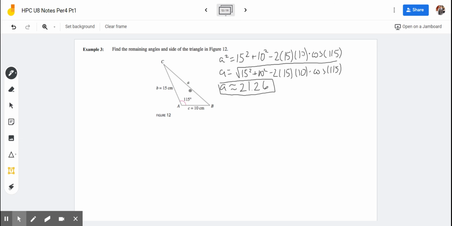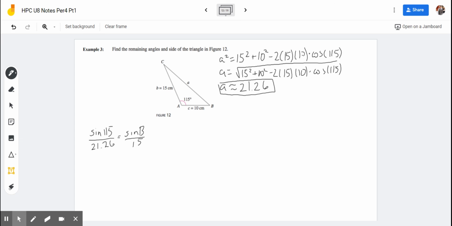Okay. So now that we have one set of sides and angles, we can complete one law of sines ratio. So we'll say sine of 115 over 21.26 equals sine of B over 15. And again, it doesn't matter if you did B or C first. I'm just going to do B, alphabetical order.